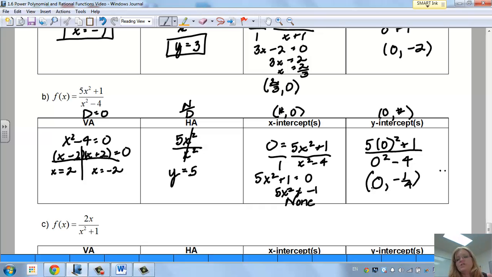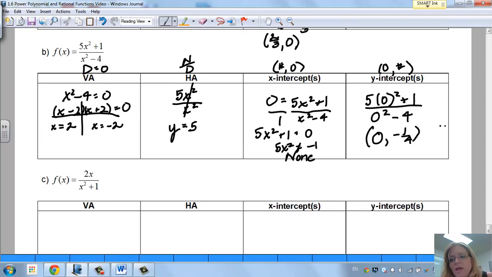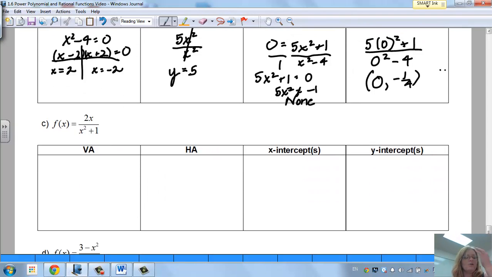So if you want to shut the tape off, I'm going to keep going and try these last two to see how you do. I'm going to expect you to be able to do all this, and we're going to practice graphing these in class. So shut it off and then see if you can do it and then come back.